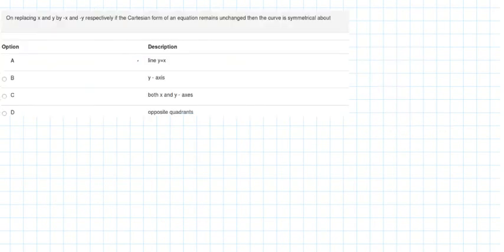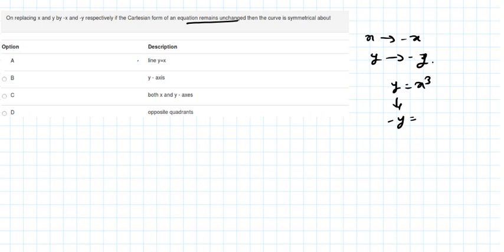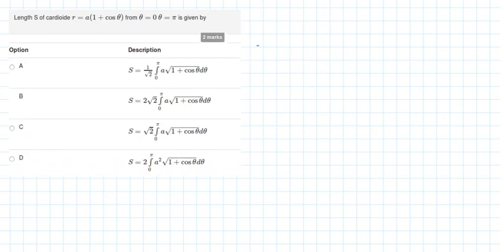Okay, next question. The question is, if x is replaced by minus x and if y is replaced by minus y, then if still the equation remains unchanged, then the curve is symmetrical about what? We know the example for this, y equal to x cube. If you replace y by minus y and x by minus x, still the equation will remain unchanged, then the curve will be symmetrical in the opposite quadrant. So option D is right.